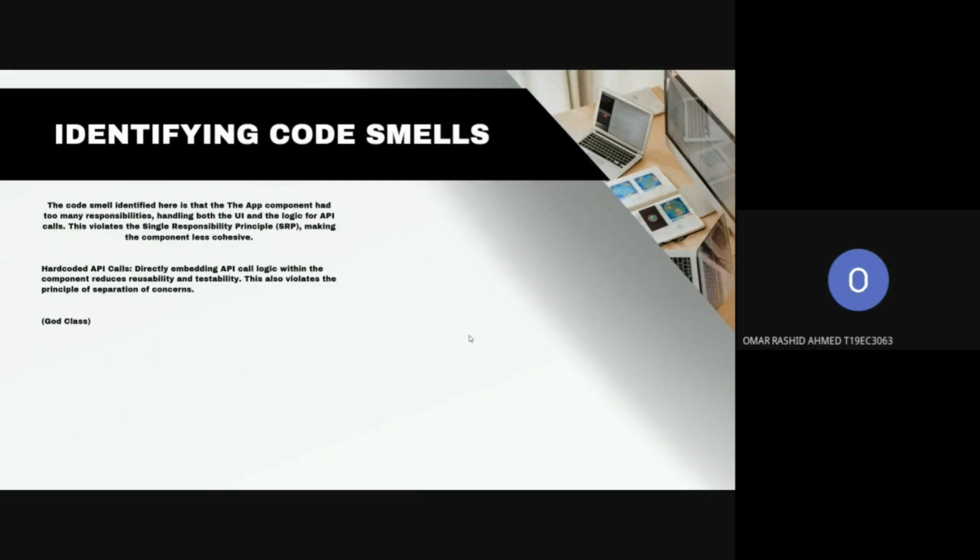Here are the code smells identified. The App component had two main responsibilities, handling both the UI and the logic for API calls. This violates the single responsibility principle, making the component less cohesive. The second one is hard-coded API calls, directly embedding API call logic within the component, reducing reusability and testability. This also violates the principle of separation of concerns. You can also see we have one big class, a God class that contains everything and does everything.